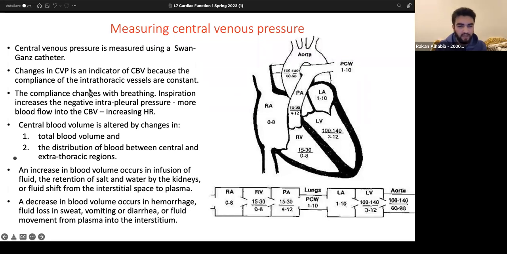but this is just the explanation of it. And the compliance changes with breathing. As I said, inspiration will increase breathing rate, so that you have negative intrapleural pressure and more blood flow into the central blood volume, increasing heart rate. And so central blood volume is altered by changes in the total blood volume. If I infuse more blood into the vessels, I will cause more blood volume. And the distribution of blood between central and extrathoracic regions. Again, if I have less central blood volume, the extrathoracic blood volume will pump blood into it by the veins.